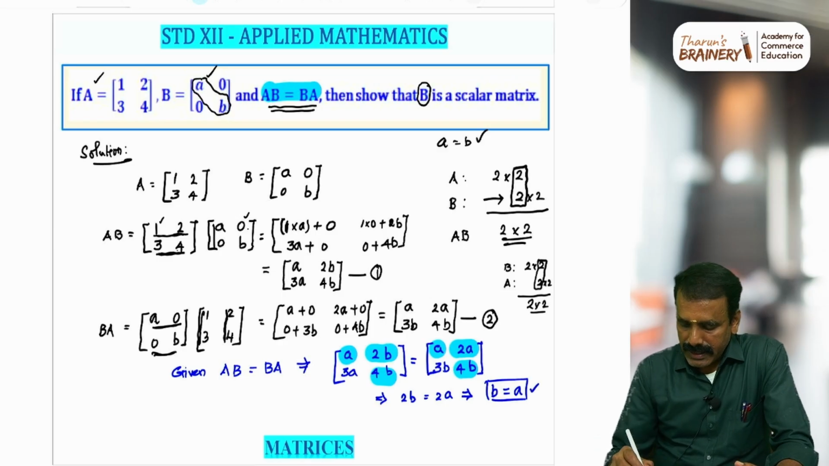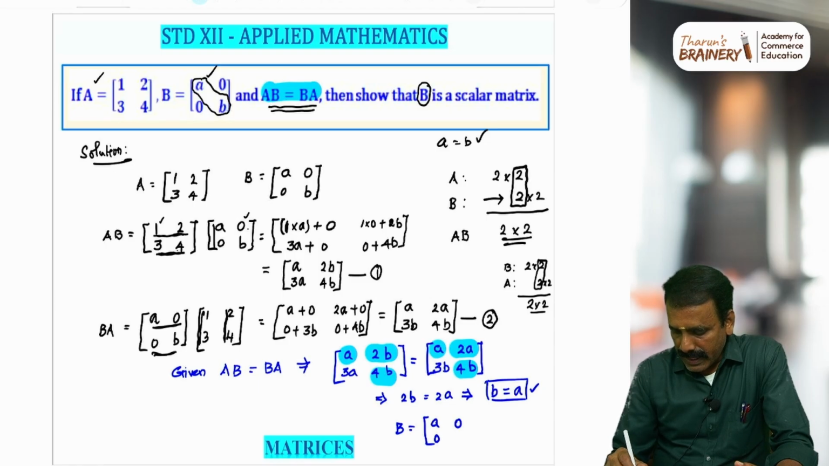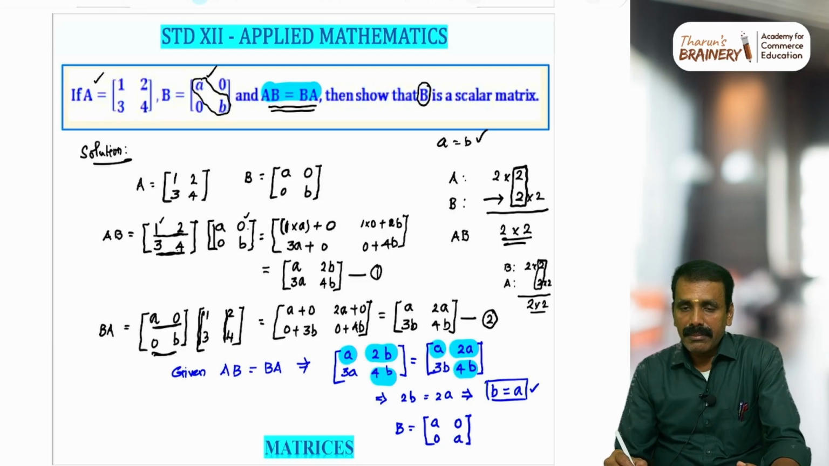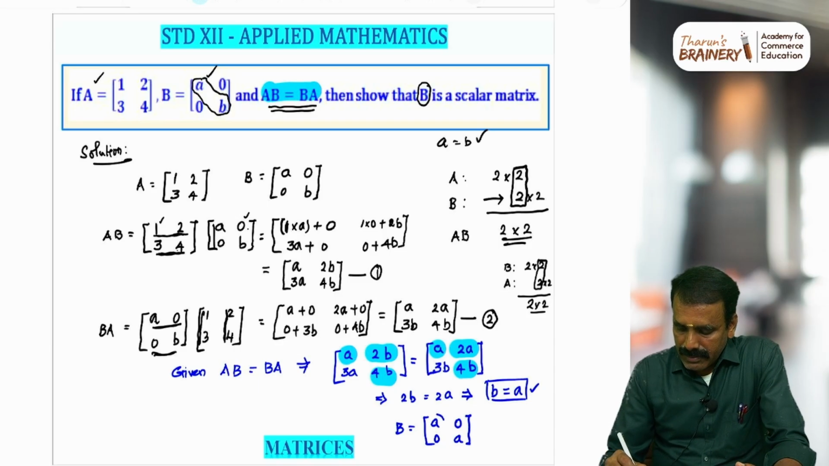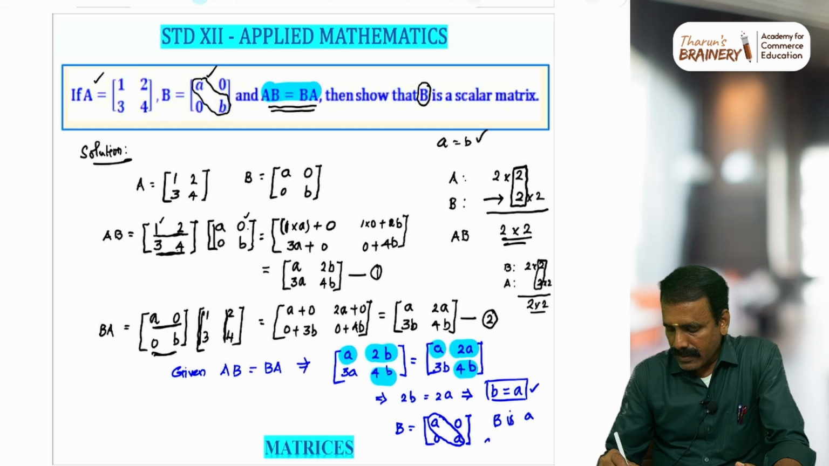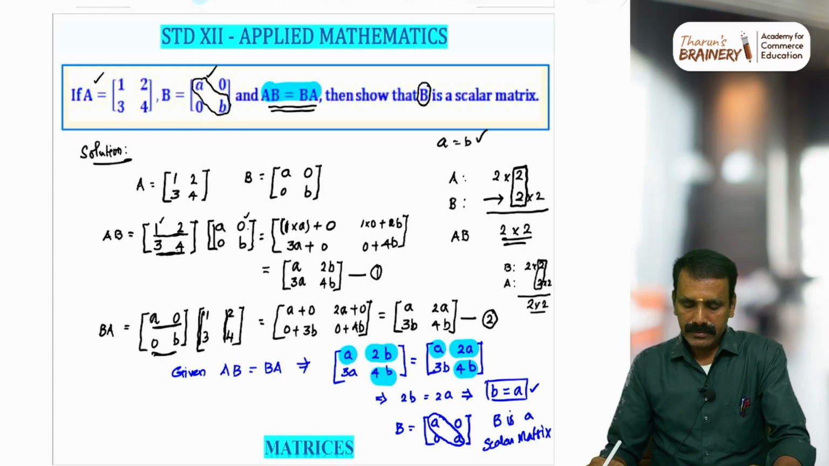So what happens to your B matrix now? Your B matrix is going to be equal to A, 0, 0, A, because B is nothing but A. It is already a diagonal matrix in which the diagonal elements are the same. Therefore, B is a scalar matrix.